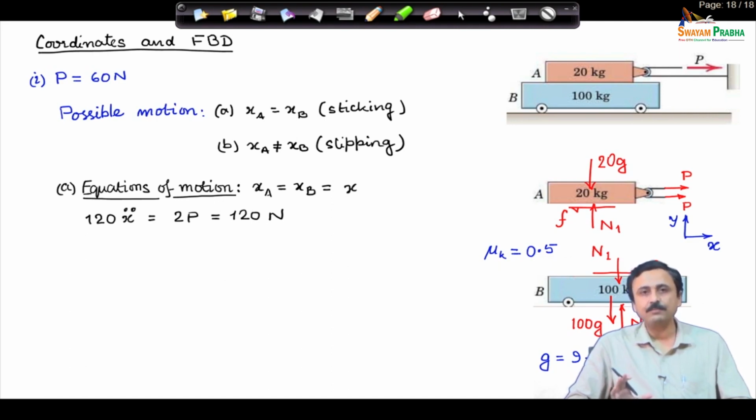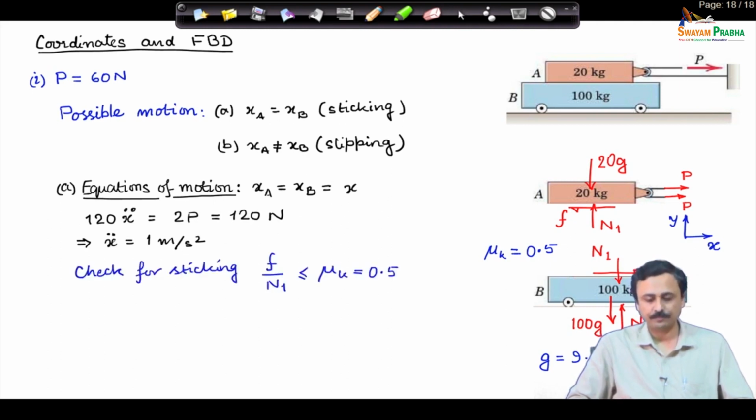So, total mass times acceleration of the whole composite block is equal to 2 times P, that is the only horizontal force, and that is equal to 120 Newton, because P is given to be 60 Newton. Now, that is the equation of motion in the horizontal direction, and from here I obtain the acceleration of the composite 120 kg block. So, it is 1 meter per second square.